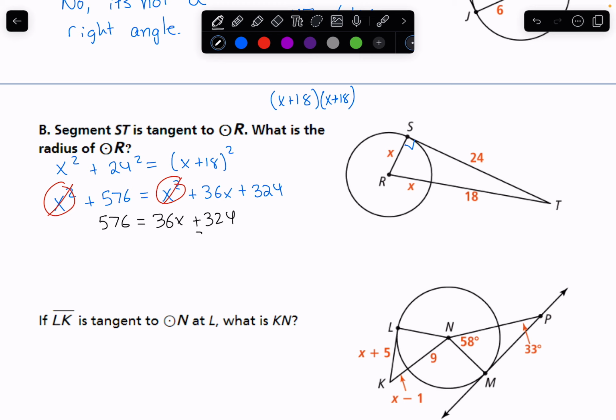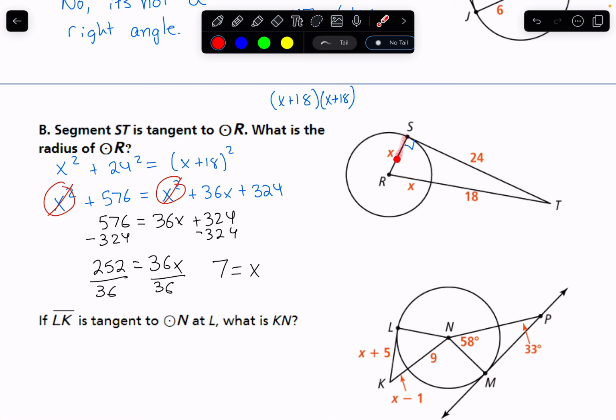Then we will keep solving, subtract 324 from both sides. And we get 252 equals 36x, divide by 36, and we end up with 7 equals x. Check the problem. They asked what is the radius of circle R. Since the radius is x, then the radius is 7, and 7 is our answer there.